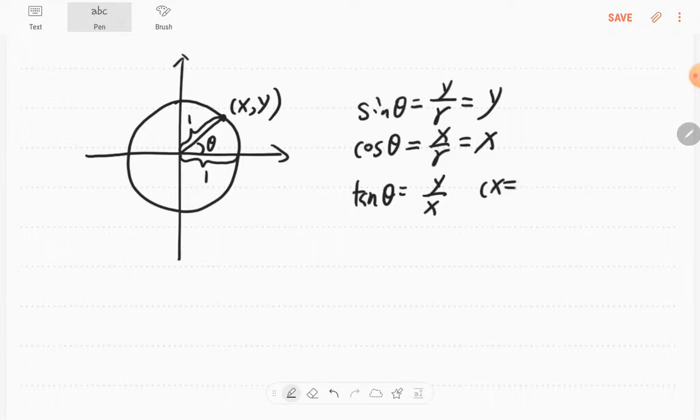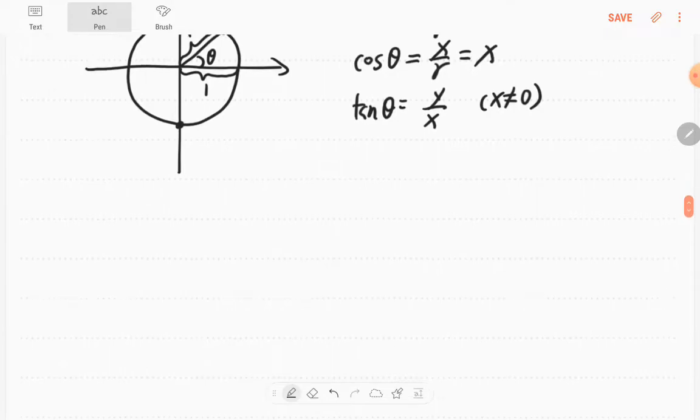Here x cannot be 0. So in other words, if theta is 0 degrees or 2 pi, then tangent theta is undefined. If theta is pi, then tangent theta is also undefined. If theta is pi over 2, the intersection point x, y is here, so x equals 0, so tangent theta is undefined. If theta is 3 pi over 2, tangent theta is also undefined.